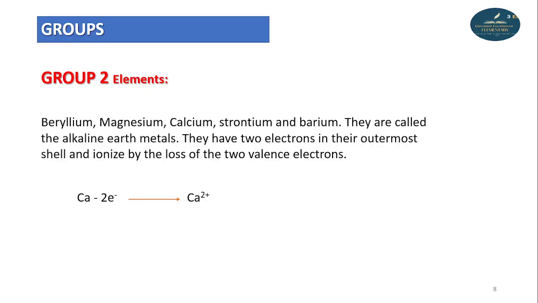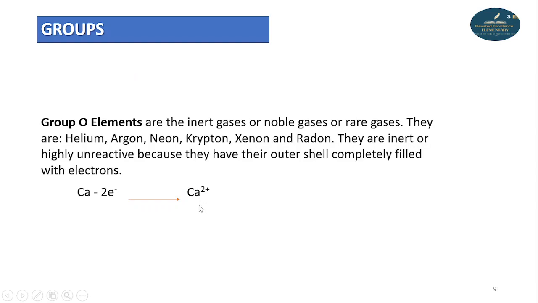So now let's proceed. We have 2 electrons in the outermost shell and ionized by the loss of the 2 valence electrons. So here is an illustration. The calcium atom loses 2 electrons to form the calcium ion. So now the group 0 elements are the inert gases or noble gases or rare gases. They are helium, argon, neon, krypton, xenon, and radon.